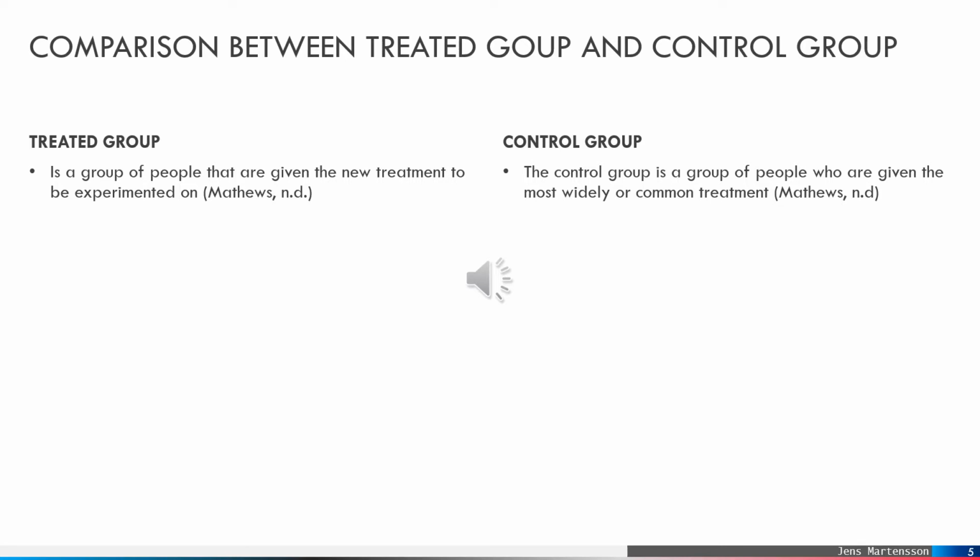Comparison between treated group and controlled group. There is a treated group, which is a group of people that are given the new treatment to be experimented on. And then there is a control group. This is a group of people who are given the most widely or common treatment.